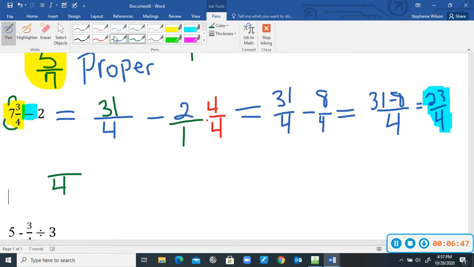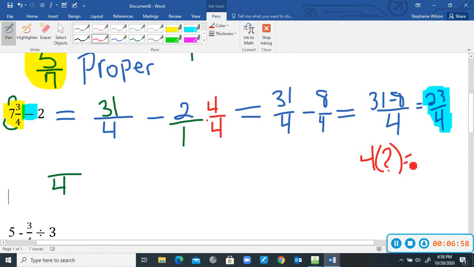Next, we ask ourselves, 4 times what will equal 23? Well, we know it won't equal 23 because it would have reduced. But we want to know that it gets close to 23. It can't go above it, but it can get close to it, okay? And we know that 4 times 5 is 20. So that is my whole number.